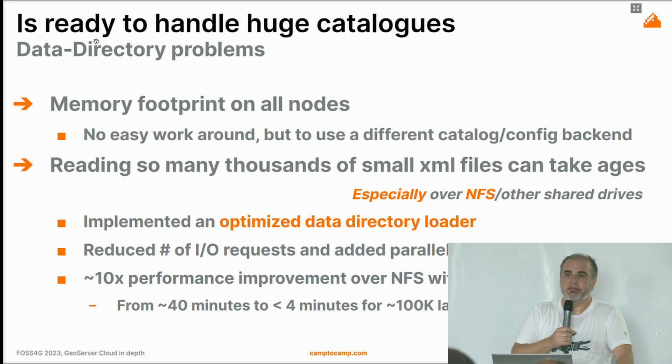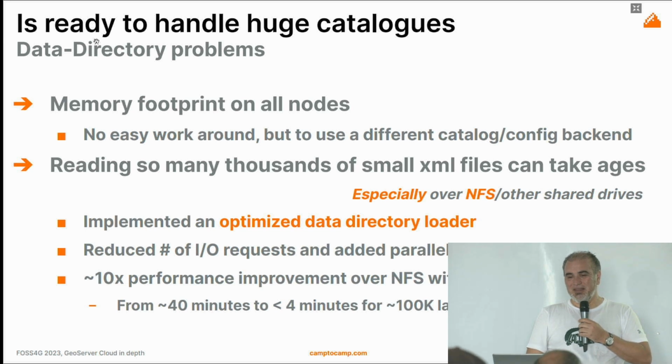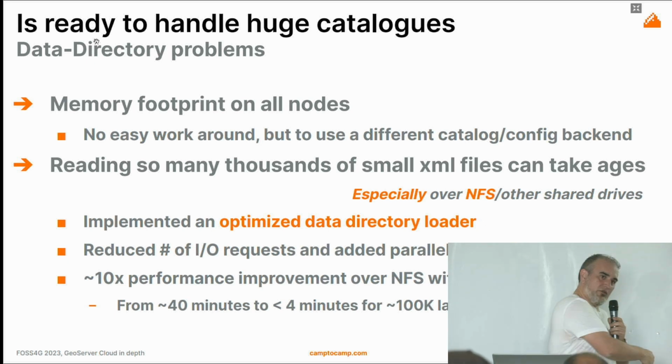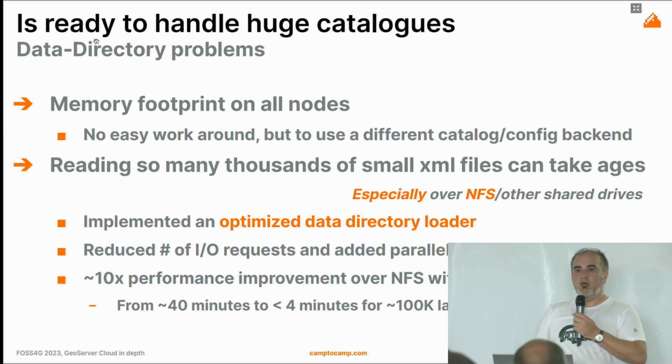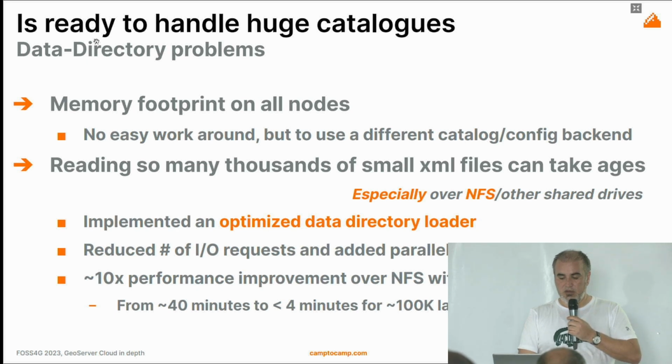Memory footprint and startup times, there is not much to do. Loading a certain number of objects in memory takes what it takes. For reading so many thousands of small files, okay, we can try to do better. So we implemented an optimized data directory loader that loads all the files in parallel and tries to do one single pass over the whole directory structure, which is much more bearable for an NFS drive, for example, instead of doing random access.